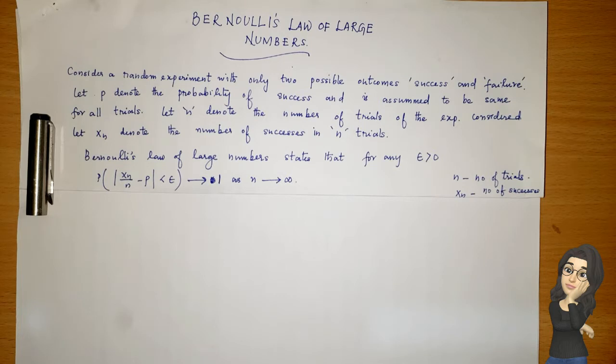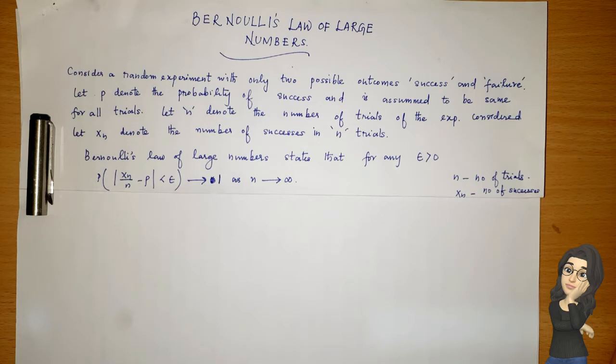That is, the occurrence of a specific event or the non-occurrence of the event. So there are only two outcomes. Either it could be a success or a failure. So for the Bernoulli's law of large numbers, we consider the probability of success as p, and we also assume that this p is the same. This probability of success is the same for all the trials that we are going to consider.